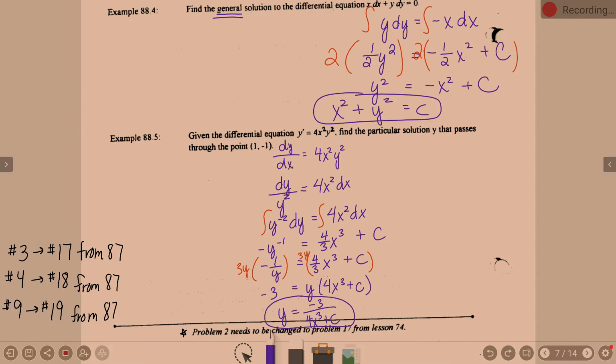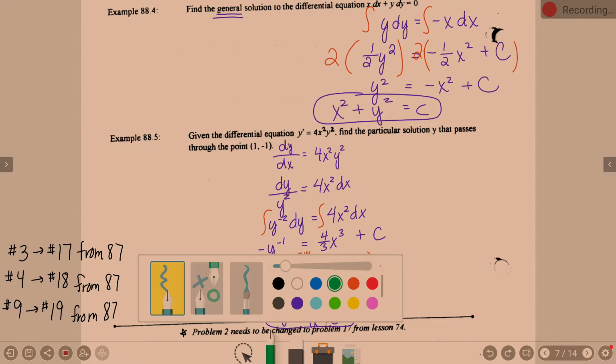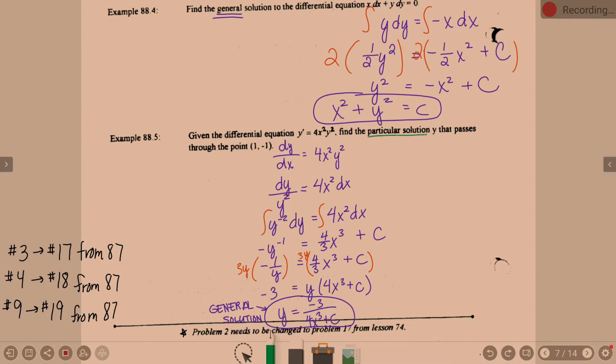Now, keep in mind, this is my general solution. This is my general solution because it has plus c in it. We're not done because they want us to find the particular solution, of course, right? They want the particular solution using 1, -1.